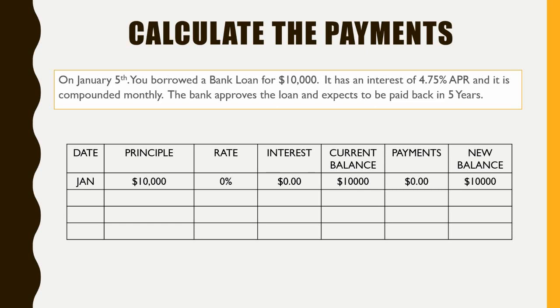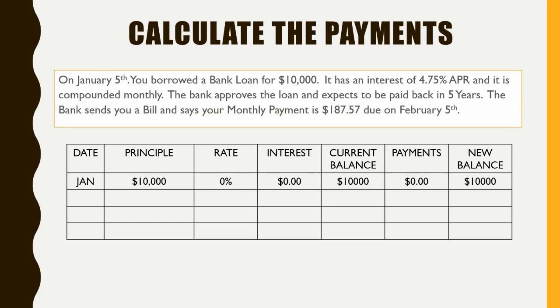So this is exactly it. You started with $10,000. You're going to get charged 0 interest on the first month, so your current balance is going to be $10,000, and you didn't make any payments yet, which means your net balance is going to be $10,000. Okay. So when February rolls around and we need to figure out what my interest is for the following month, this is how we're going to calculate it.